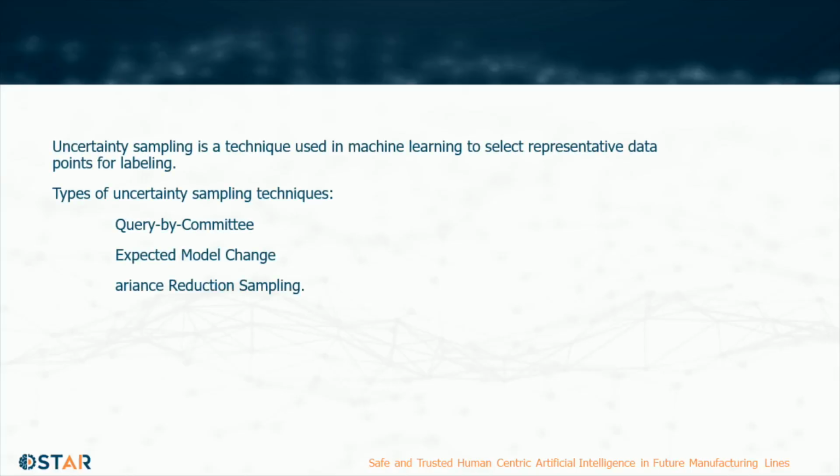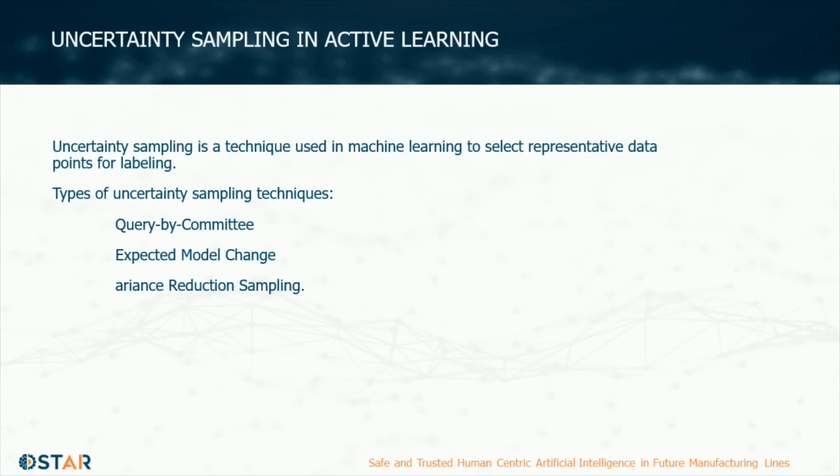Uncertainty sampling is a technique used in machine learning to select representative data points for labeling. It is particularly useful when the dataset is large and it is costly or time-consuming to label all samples. Uncertainty sampling aims to identify the most informative samples to be labeled by exploiting different types of uncertainty.